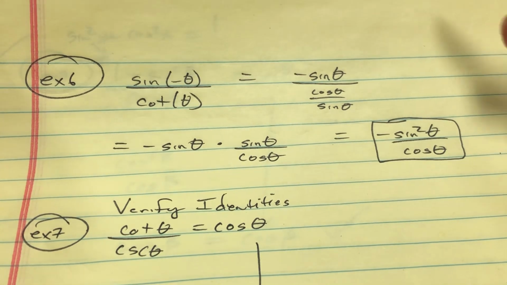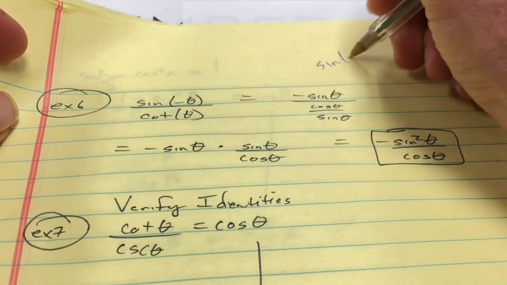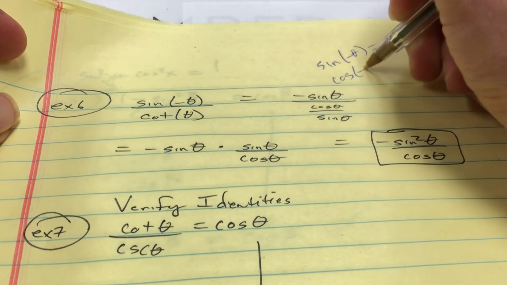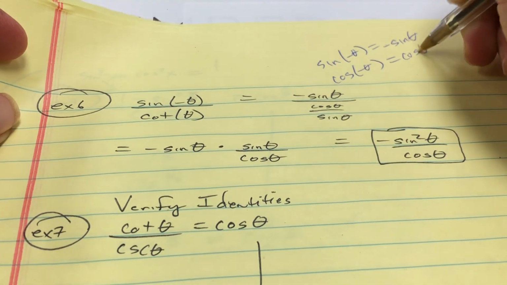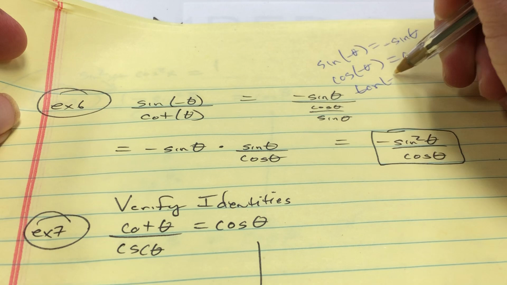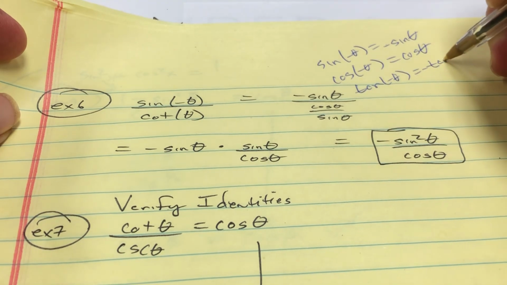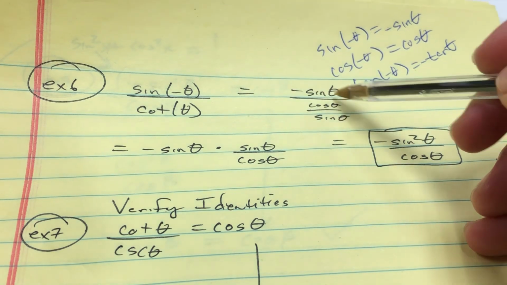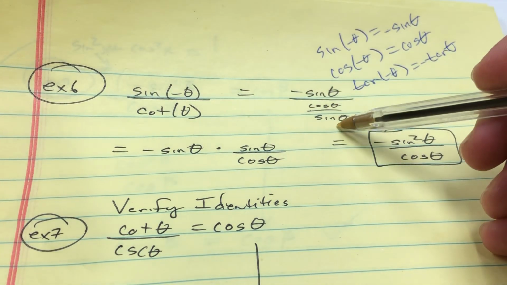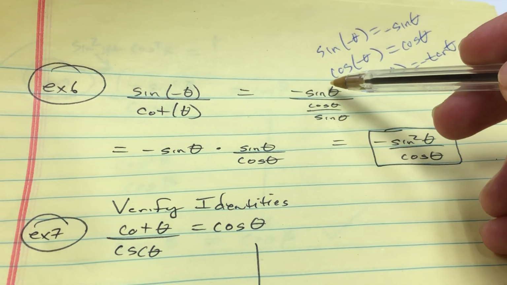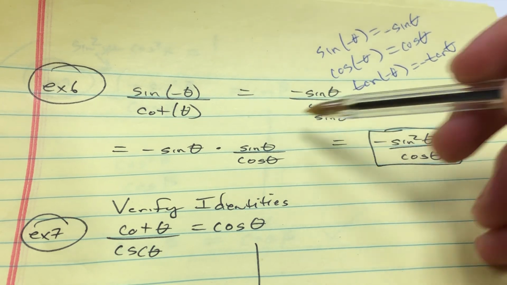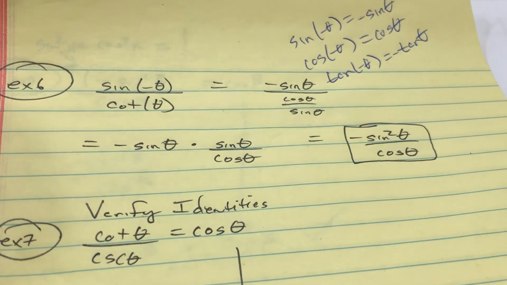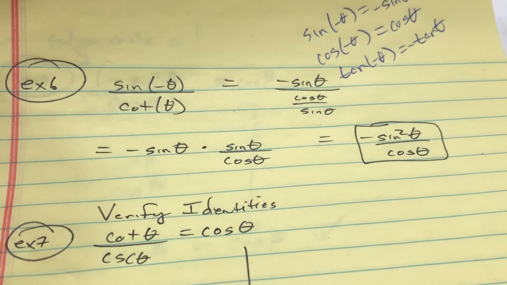All right, the other day we wrote that sine of negative theta is negative sine theta, and we wrote that cosine of negative theta is cosine theta, because cosine is even, and sine and tangent were odd. So sine of negative theta is just the opposite of sine theta. Cotangent is cosine over sine. So I'm going to take negative sine theta and multiply it by the reciprocal of this. Not a particularly great answer. We're just going to leave it like that.